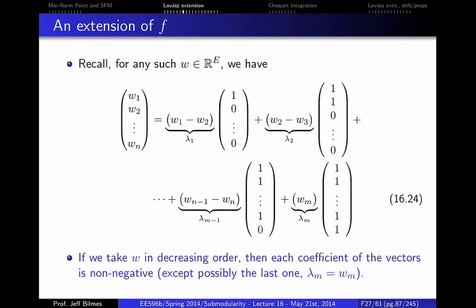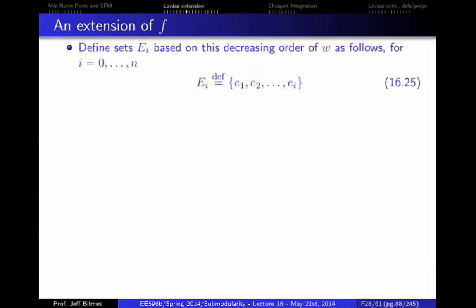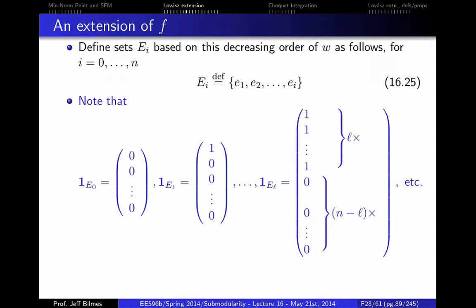Moreover, if we take the elements so that we're decreasing in w, all of the lambdas are going to be non-negative, except for possibly the last one. If we take w to be strictly positive, then the last lambda is also non-negative. Everybody remember this? This is a review. We define the sets E based on this decreasing order. This is the chain of sets, where E_i is just the first i elements in this order, the order according to w.